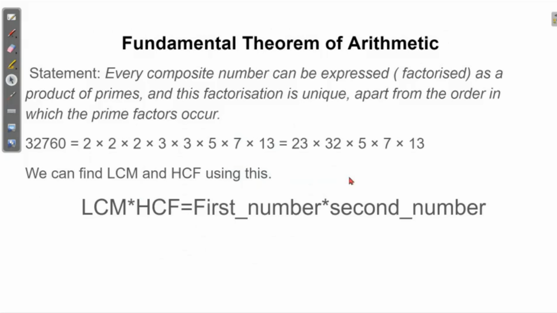This is one important formula. Maybe in your MCQ questions, they'll give you the two numbers and the LCM value, and they'll ask you to find the HCF. For this, you need not do prime factorization and all. You can directly substitute. We know LCM into HCF is equal to first number into second number.